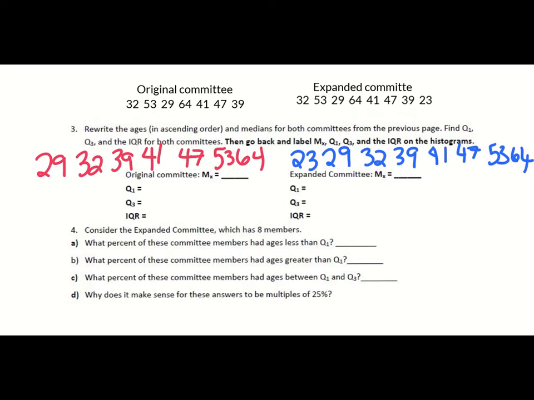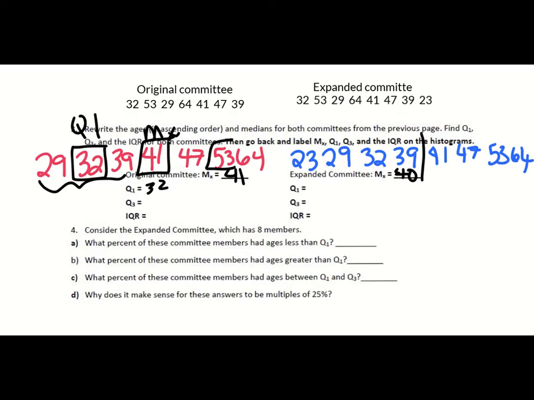Okay. So again, we need to know where our medians are. Our median was 41, and our median over here was 40. It's important to know where those are. Now our quartile 1 in the original committee is the number in the middle of the lower half. Our quartile 1 is 32, and my quartile 3 here is 53.